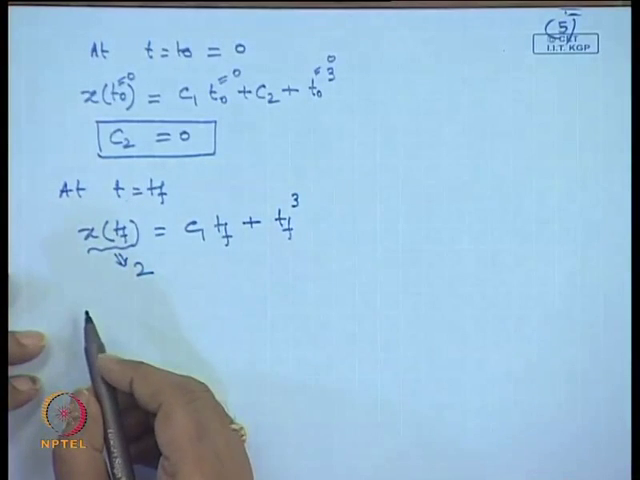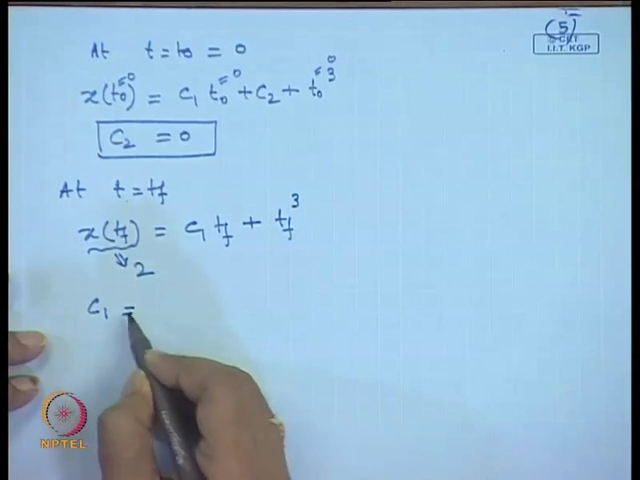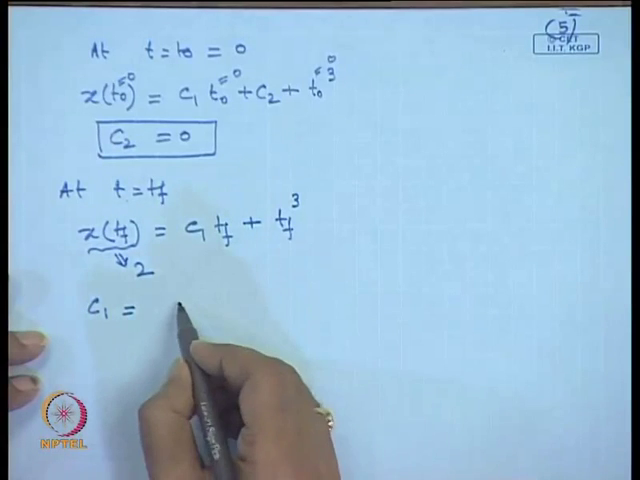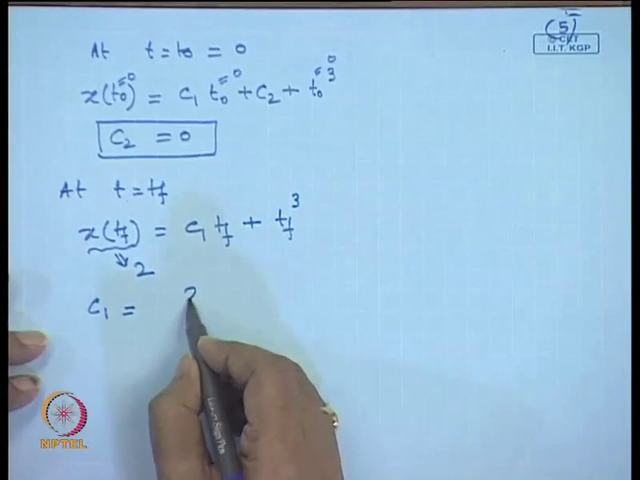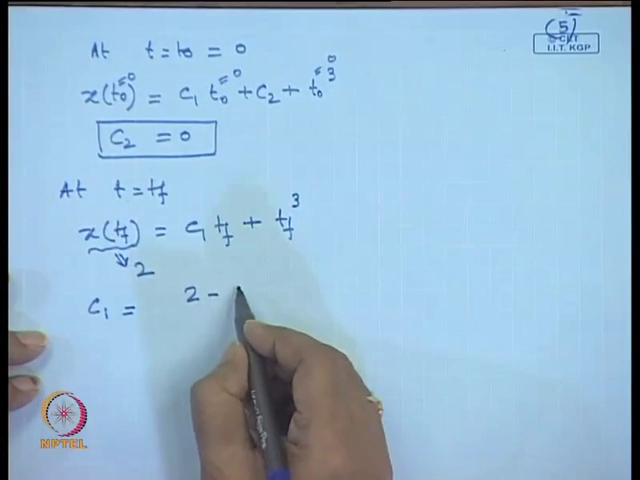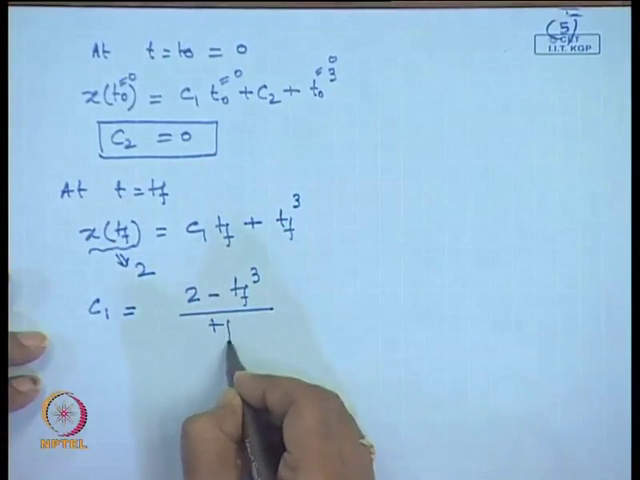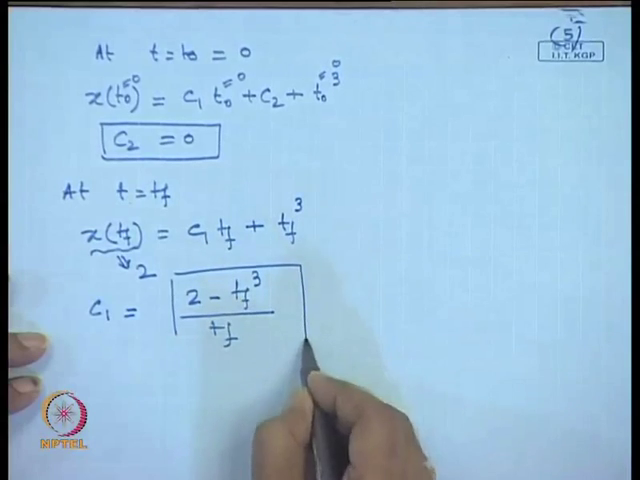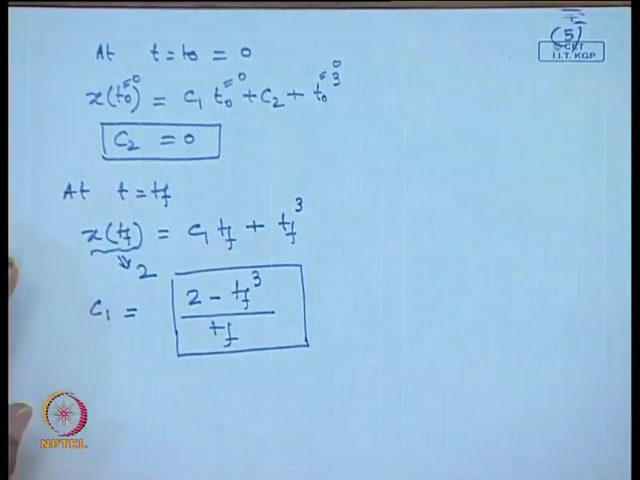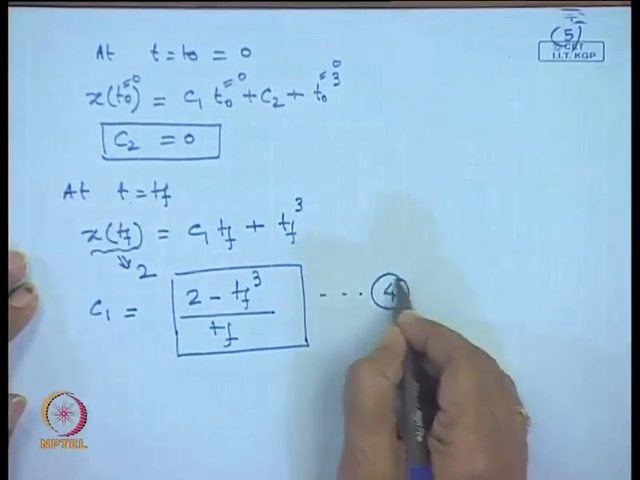So, now what is our c 1 value? We can write it, c 1 value is 2 minus, taking t f cube to this side, divided by t f. So, this is the value of c 1, but that depends on the final time t f, because t f is free for us. So, let us call this equation number 4.